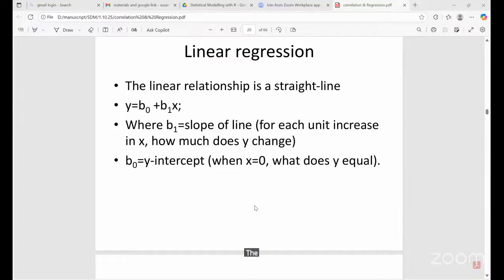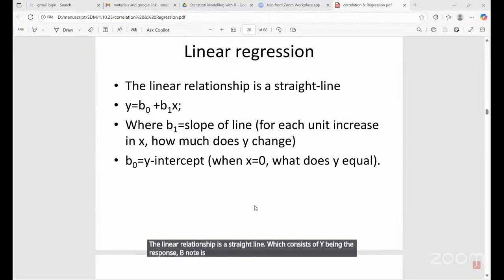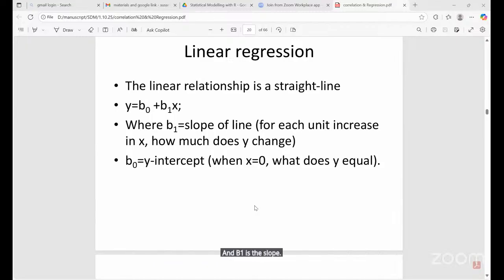The linear relationship is a straight line, which consists of y being the response, b0 is the intercept, and b1 is the slope, while x is the independent variable.